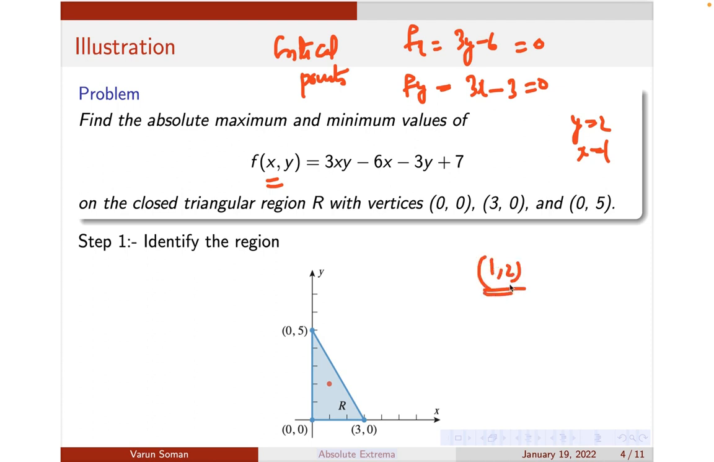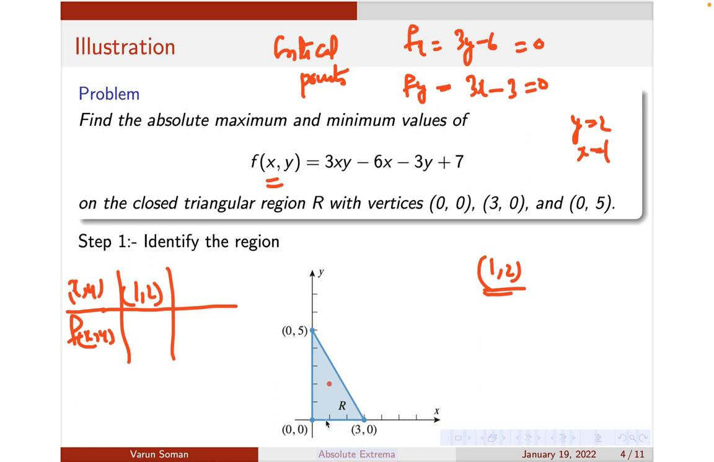In some problems you may have more than 1 point. So here is 1 point, just write 1,2. If you want, you can draw the table here itself. Suppose I'm drawing the table x,y and f of x,y here. Now I have got 1 point here, that is 1,2. I'll fill the table again when I check the boundary regions also. Now we have found the critical points, and next we'll check along the boundaries.